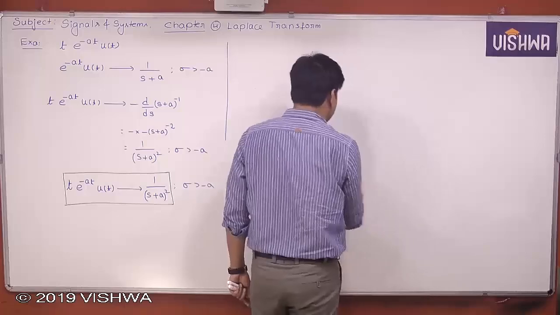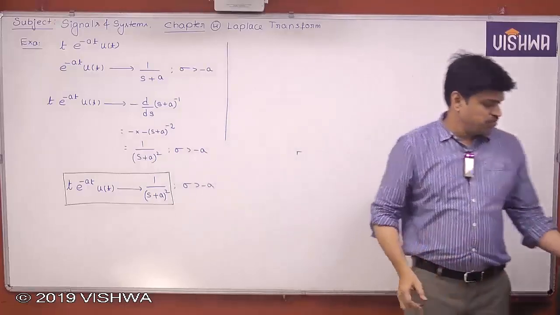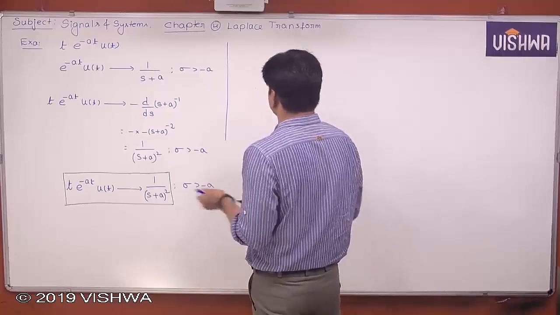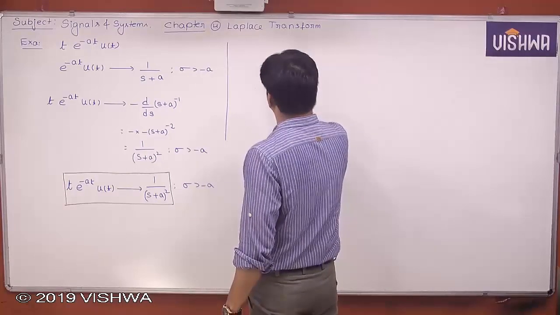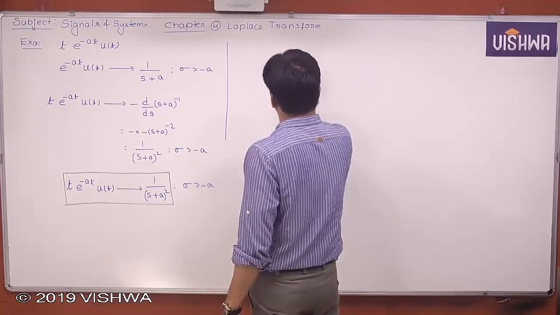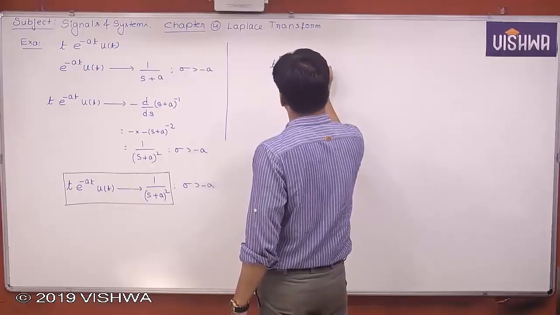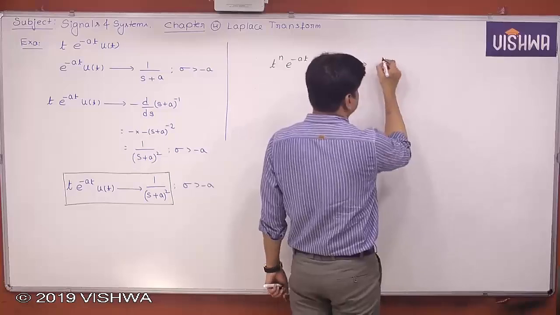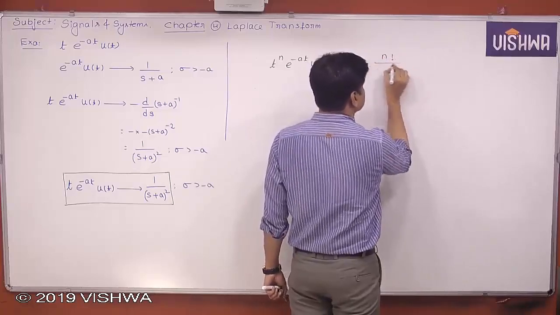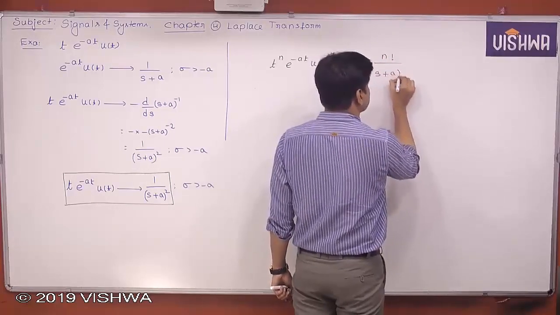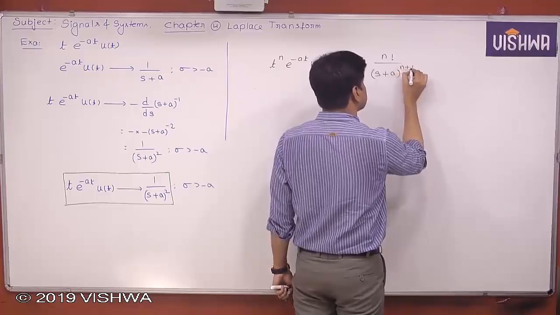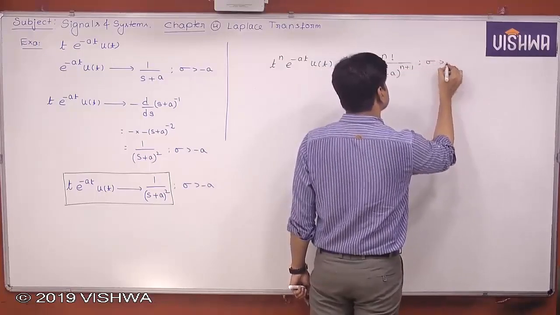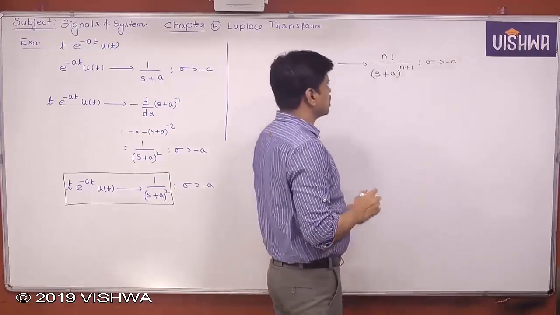For the continuation of this, suppose it is t power n times, t power n e power minus at u of t, having Laplace transform, directly remember as a formula, n factorial by s plus a whole power n plus 1, sigma greater than minus a. Remember, okay.